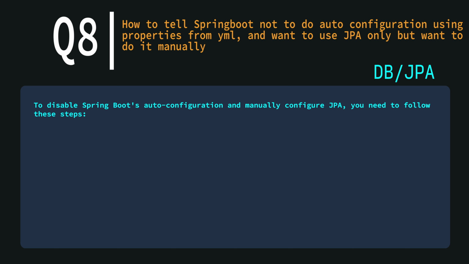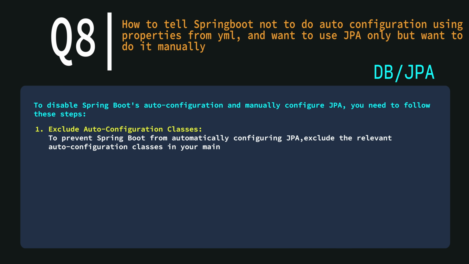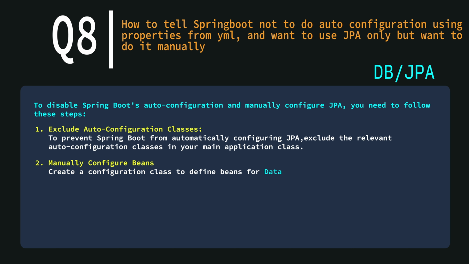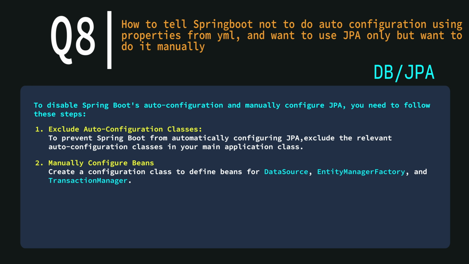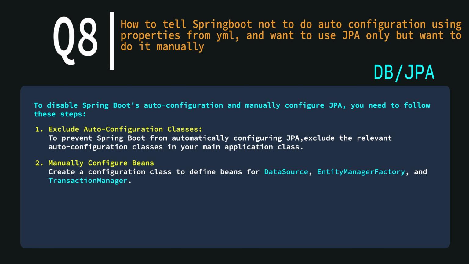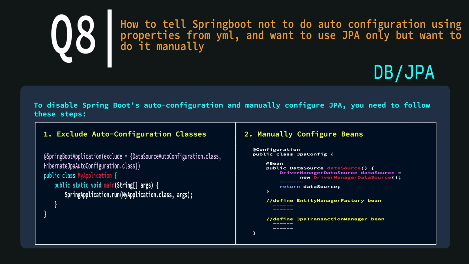So for the manual configuration, we need to follow two steps again. The first step is to exclude auto configuration classes. So here we need to exclude the JPA auto configuration class in the Spring Boot main class. Okay. Then the second step is that we manually need to configure the JPA beans. For that we need to create a configuration class to define beans for data source, entity manager factory and transaction manager. Right, these are the main required three JPA classes for us. Now let's do this to disable the Spring Boot auto configuration. So here is the example to demo that.